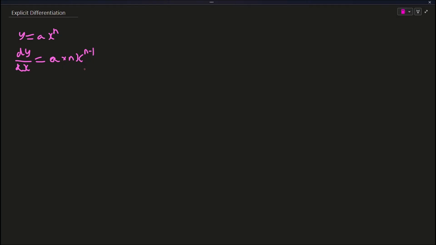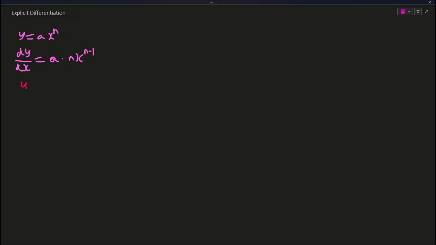So we say we have a function y is equal to ax to the power of n. The differentiation of this, dy/dx, is equal to a times n times x to the n minus 1. Let me just put a dot there to show multiplication. And that is a lot simpler.